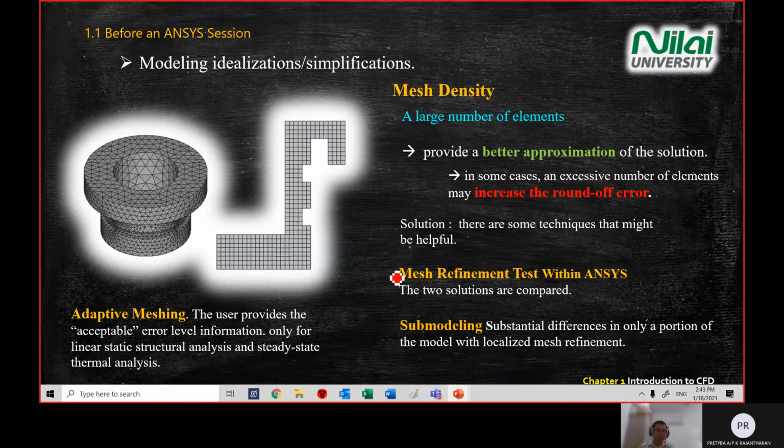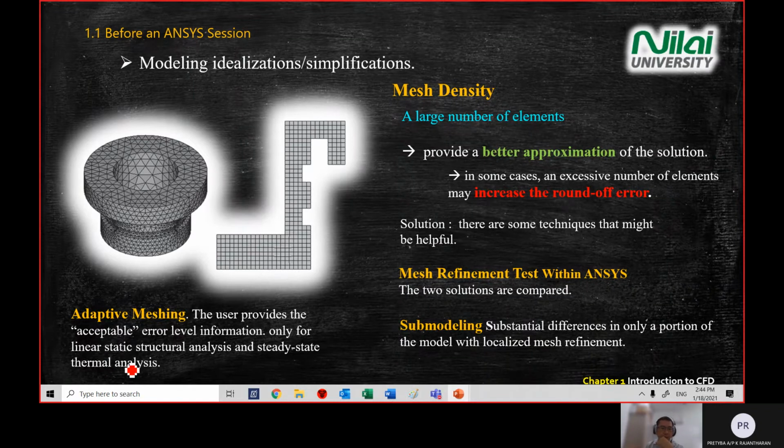So the first one is called adaptive. Adaptive meshing means that you check the analysis results or the way you simulate. You only consider it on a linear static structure and steady state thermal analysis only. All right. So if you do adaptive meshing, it's only applied for linear static structure analysis or thermal analysis. Okay. So there's also a setting there in the software whether you want to adopt adaptive meshing or not.